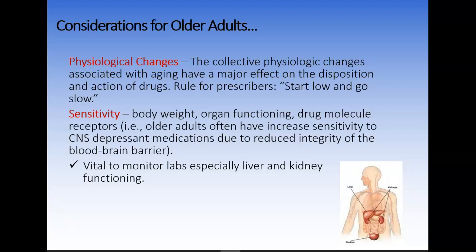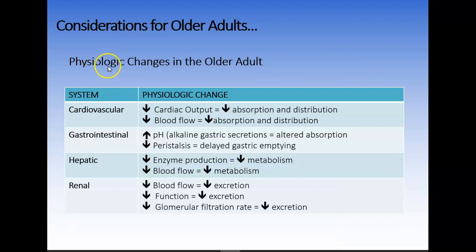Things like body weight or organ functioning, drug molecule receptors. Older folks are more susceptible to CNS depressants. So it's really important to monitor their labs, especially their liver and kidney function, to make sure that all the stuff you're giving them is being excreted properly and metabolized. So just be aware of all these things in any older adult, that there's always a risk for that.